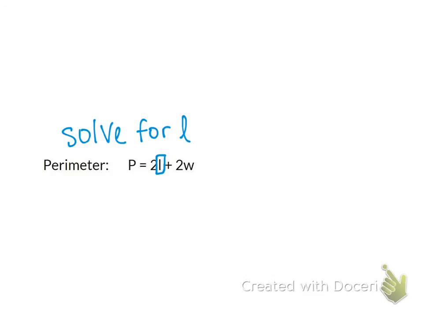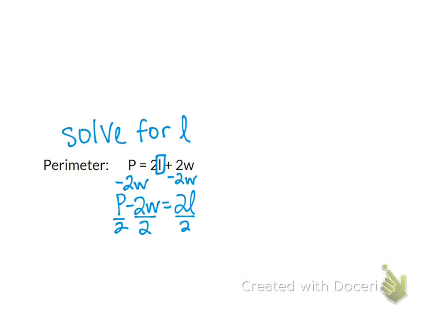First thing I should do, what? Good, we need to move the 2W, subtract 2W. So we have P minus 2W equals 2L. Trying to get L alone, so we still need to divide by 2 on both sides. Again, if you want to put one big divide by 2, technically that's fine, but we can simplify this a little bit. So I'm going to go ahead and split it up so I can simplify.